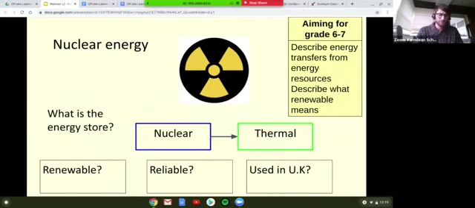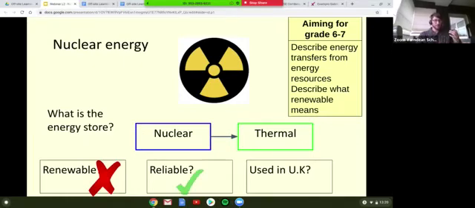So renewable, it is not renewable. You can't replenish your stores of nuclear substances. You would have to go off-world probably and find more of these radioactive substances. Is it reliable? So it takes a while to set up, but in the same example of sitting on a hot day with the fan, I can up the amount of nuclear energy that is being transferred. I can do that at will. So it's not determined by the weather, it's determined by us. Therefore, it is reliable. So it's not renewable, it is reliable.